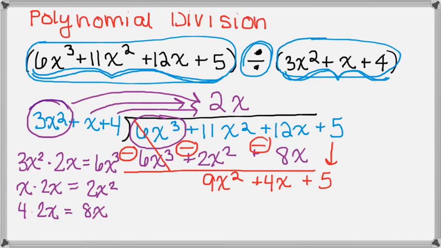So we are going to continue to look right here at the 3x squared, and now we're looking at our first term on the bottom here, which is the 9x squared, and trying to figure out the same thing. So 3x squared times what is 9x squared? So that's going to be a plus 3. If we check it, 3x squared times 3 is in fact 9x squared.